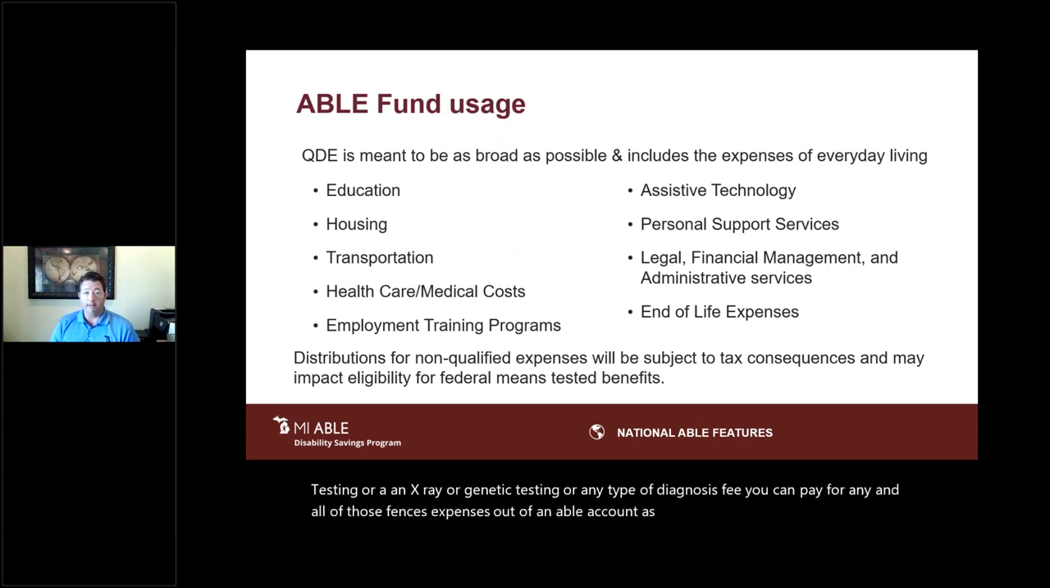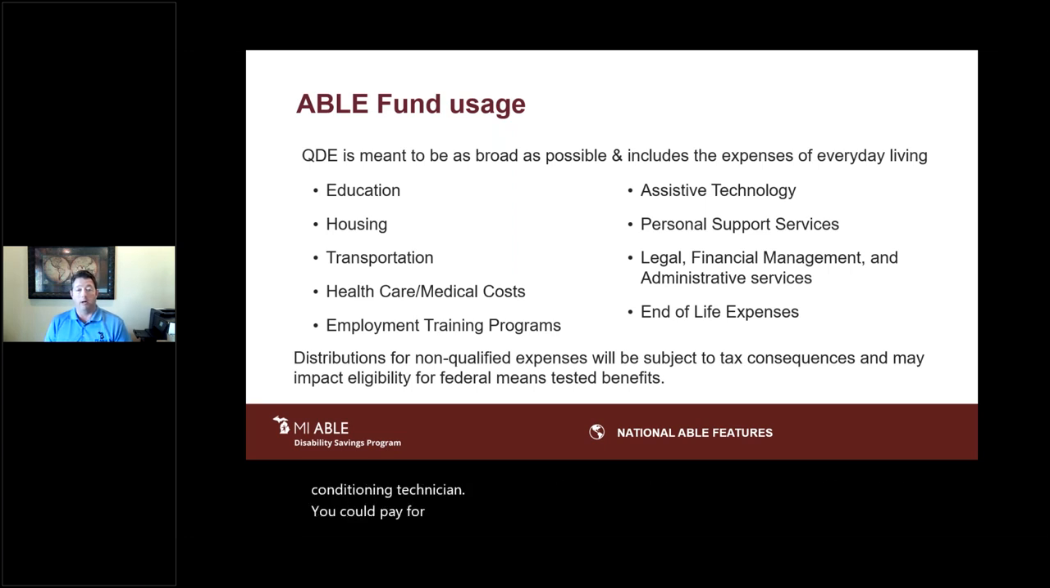You can pay for employment training programs. It doesn't have to be higher education related. If you want to take a resume writing class, if you want to take a creative writing class, if you want to take a certificate class that's going to allow you to become an airplane mechanic or a heating and air conditioning technician, you could pay for those classes out of your ABLE account as well.